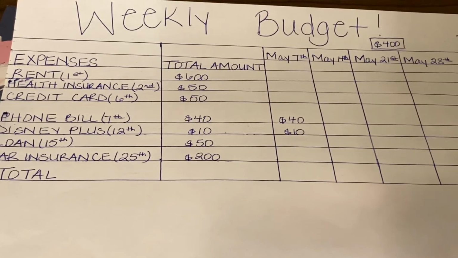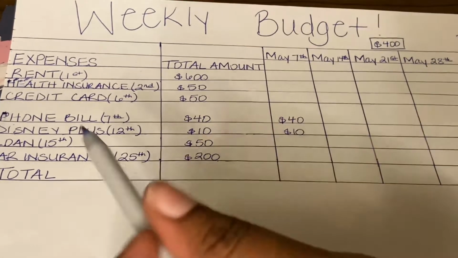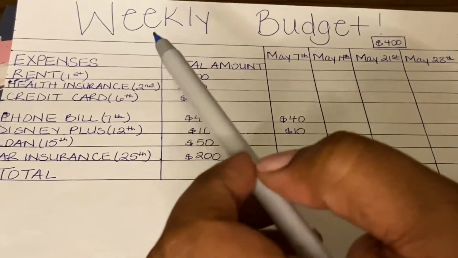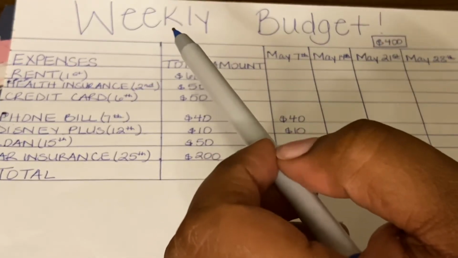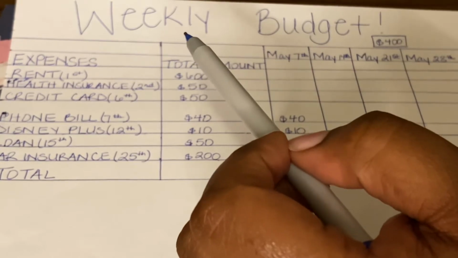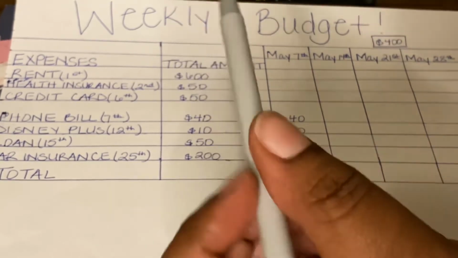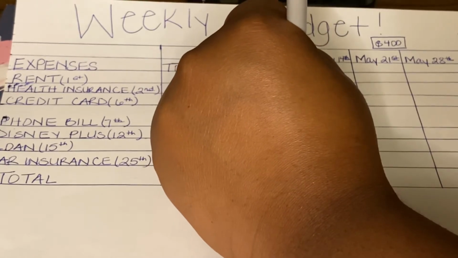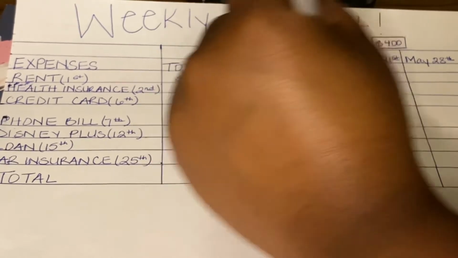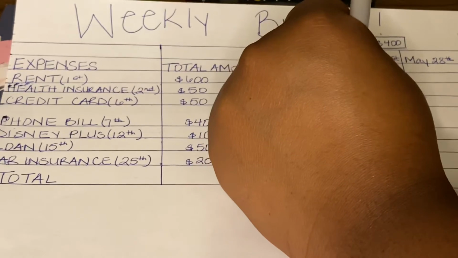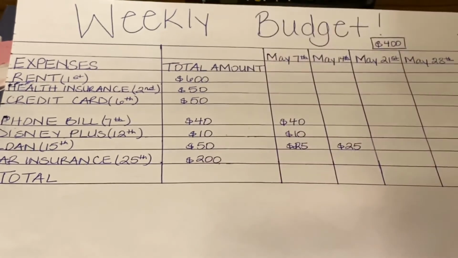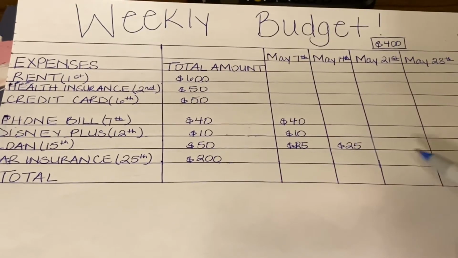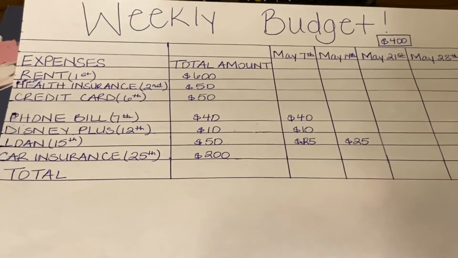Loan will be on the 15th, and that is a total of 50. So if you take 50 and you divide that by 2, you get 25. So we'll just do 25 for the 7th, and 25 for the 14th. And then on the 15th, we'll have the full 50 to pay.